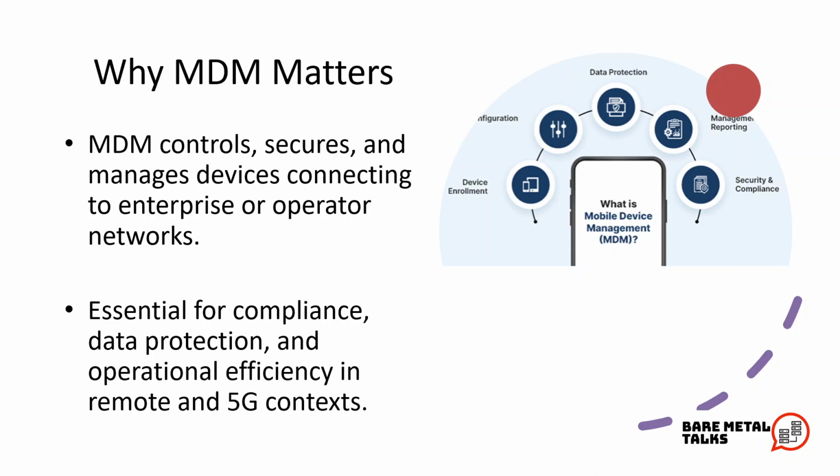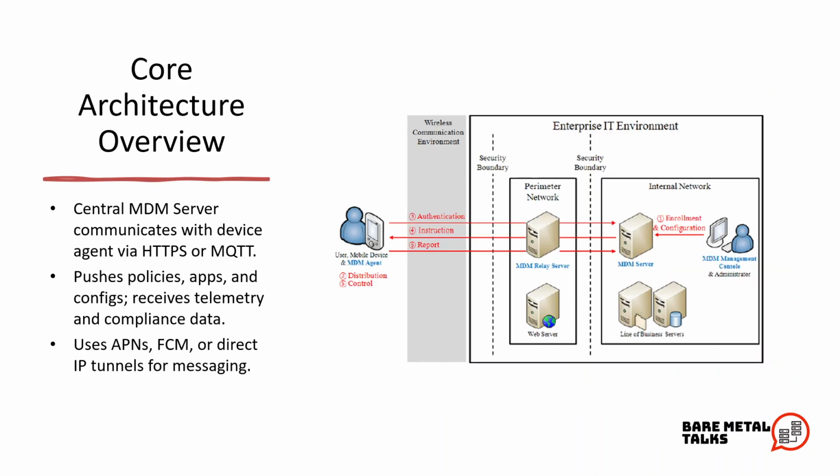The MDM ecosystem usually has three major components. First, the MDM server, a central platform like Intune, Workspace ONE, or MobileIron. It stores all policy configurations and talks to identity systems like Active Directory or Azure AD, certificate authorities, and app stores. Second, the device agent, a small app or system service on the device.